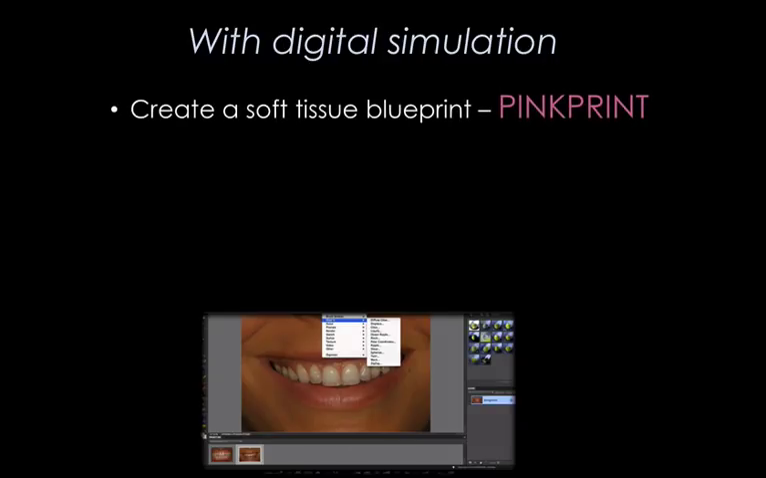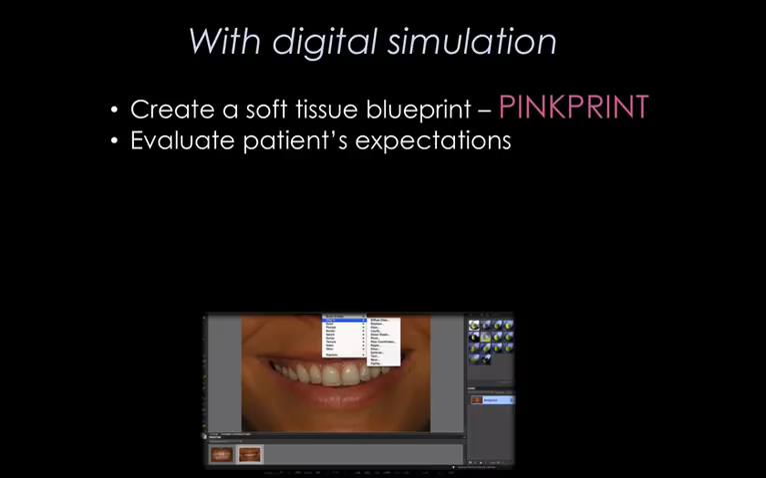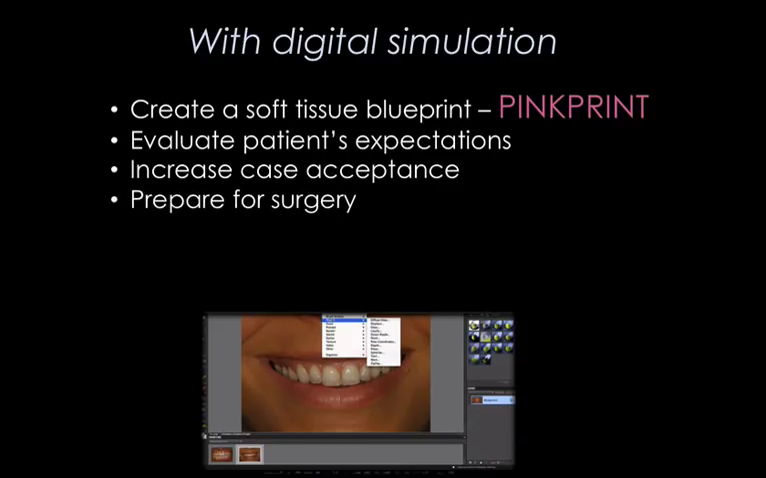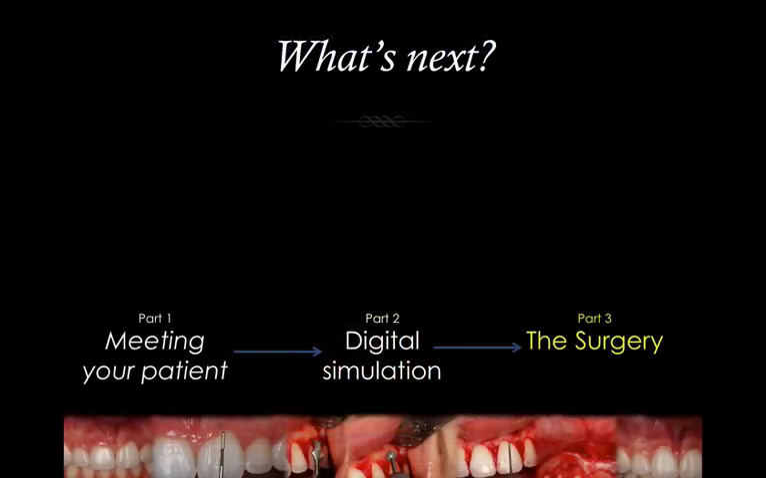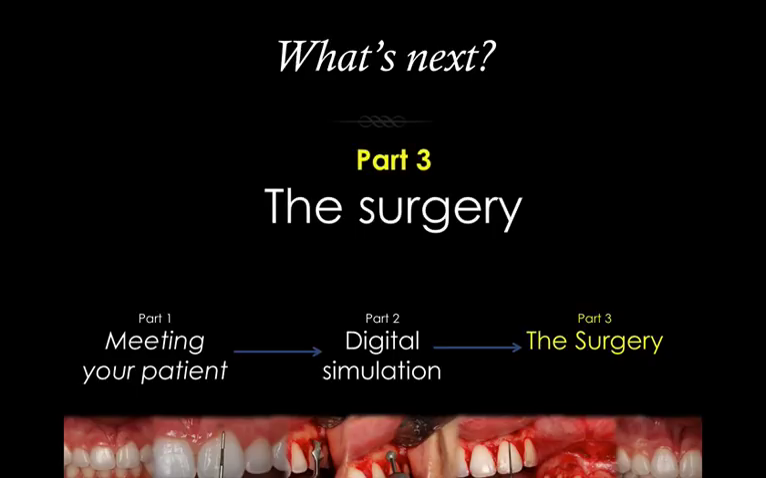So with digital simulation, the way I showed it to you, you can create a soft tissue blueprint. That's the pink print, as I call it, and it will definitely help you to prepare for the surgery. It'll help you evaluate the patient's expectations and increase your case acceptance, and help you prepare for the surgery. And that is the topic of video number 3. I'm going to talk about the actual procedure, how I perform it, and what were some of the challenges and some pointers, and you will be able to do this in your own practice.